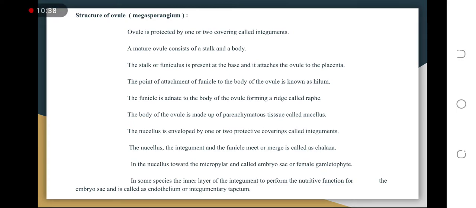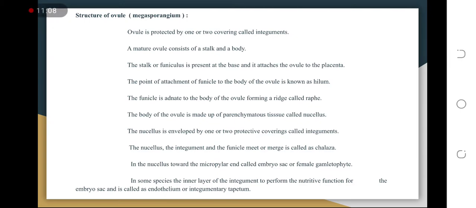The body of the ovule is made up of parenchymatous tissue called nucellus. The nucellus is enveloped by one or two protective coverings called integument. The region where the nucellus, the integument and the funicle merge is called chalaza. In the nucellus, towards the micropylar end, lies the embryo sac or female gametophyte.